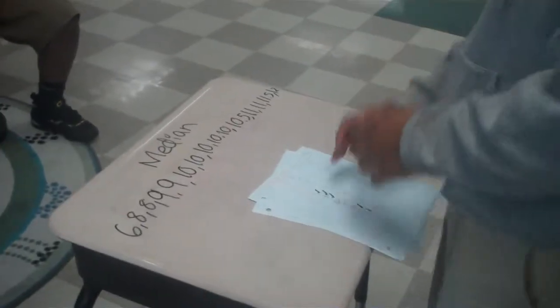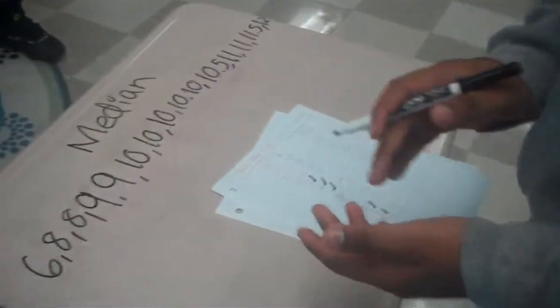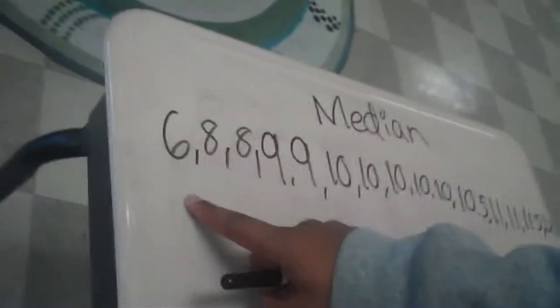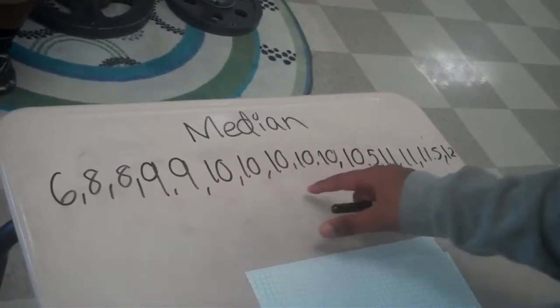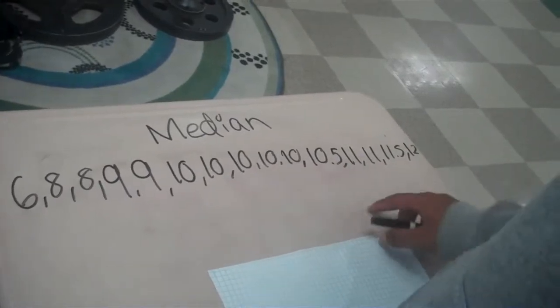Okay, so the next measure of central tendency to find and analyze the data is the median. What you do to find the median is you find the middle number. So what we have to do is order them from least to greatest. So we have our data points here for the shoes: 6, 8, 8, 9, 9, 10, 10, 10, 10, 10, 10 and a half, 11, 11, 11 and a half, and 12. What you have to do is cross each point out until you get to the middle.